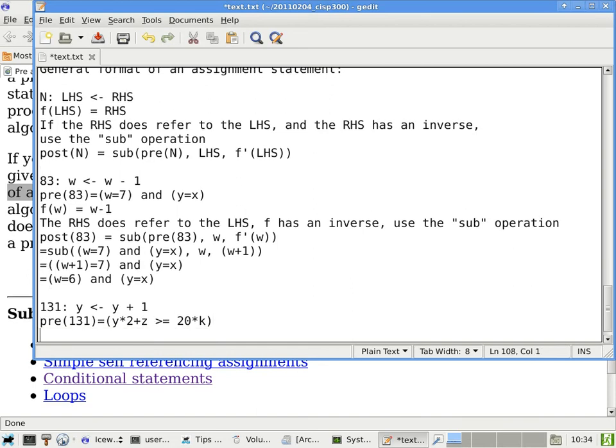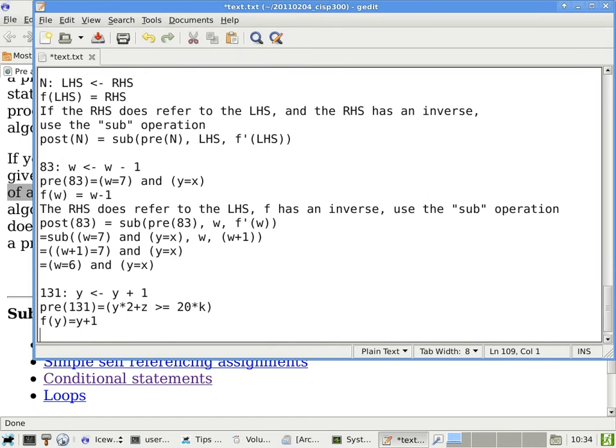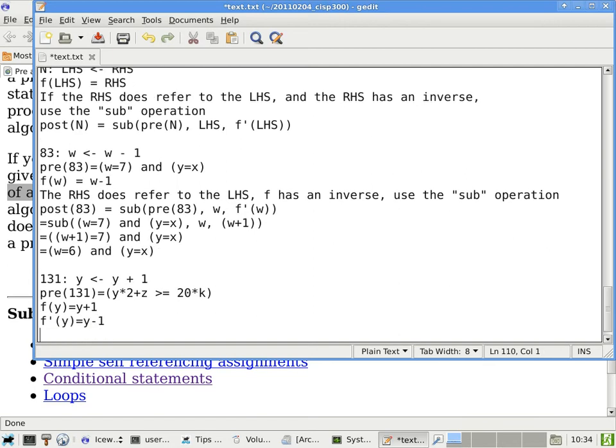Okay, first thing first, we have to define what is function f with respect to this one. So this f is entirely different from the previous one. There are two different examples. So in this case, f of y is defined to be the right-hand side, which is y plus 1, just y plus 1. Do we have an inverse for this? Yes. F prime of y is y minus 1. Very good. And the right-hand side, does it refer to the left-hand side? Yes.